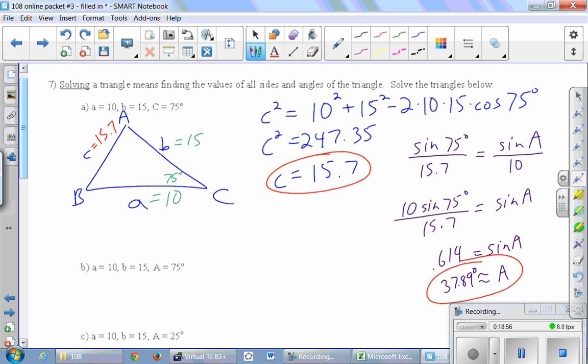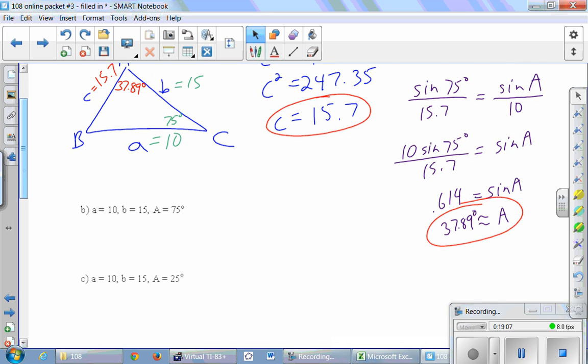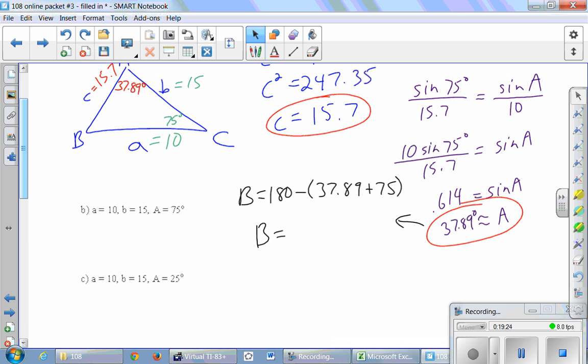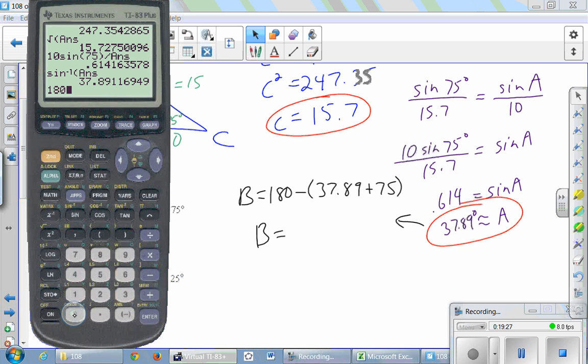Okay, and then once we know angle A, then the only thing left to find is angle B. Again, use the fact that the angles total 180 in any triangle. That's 67.11.